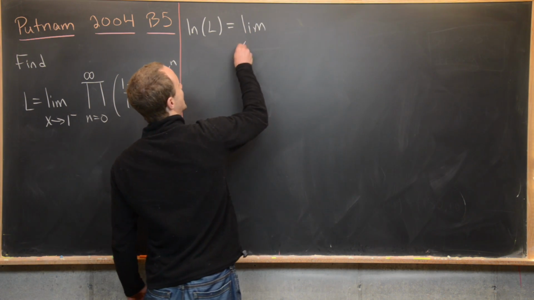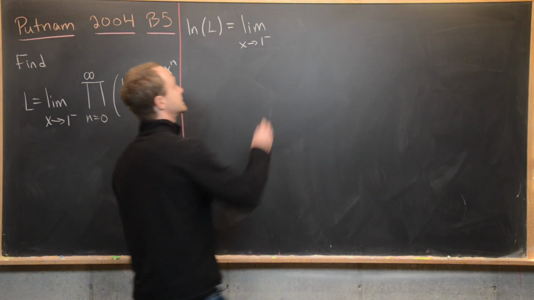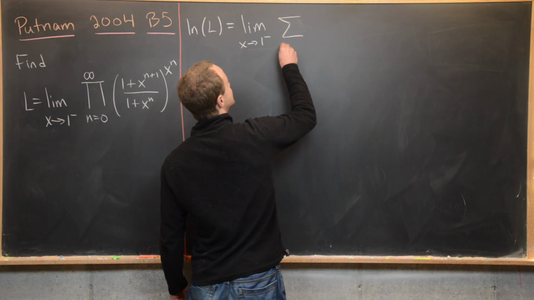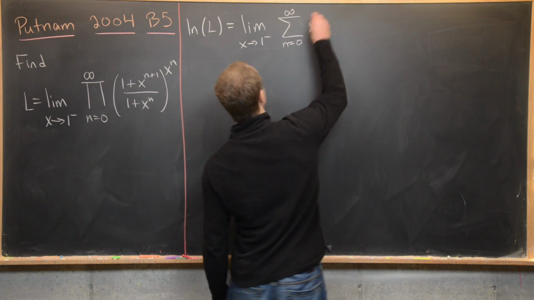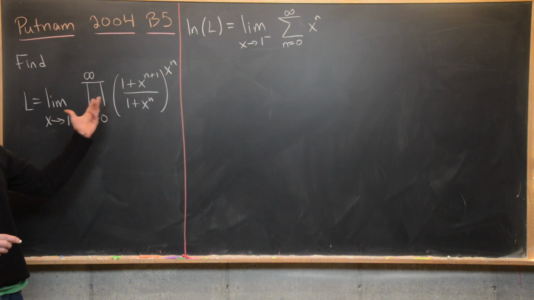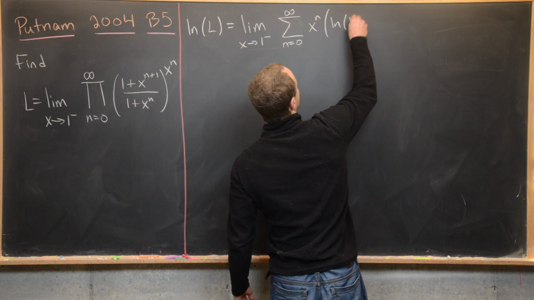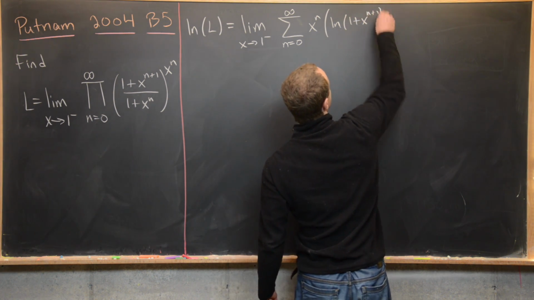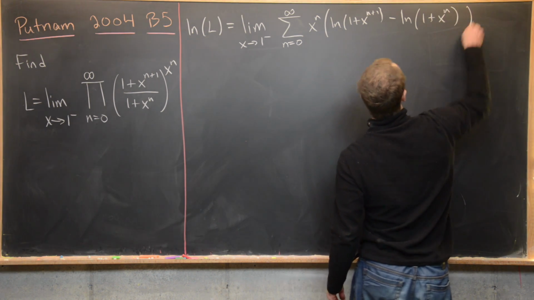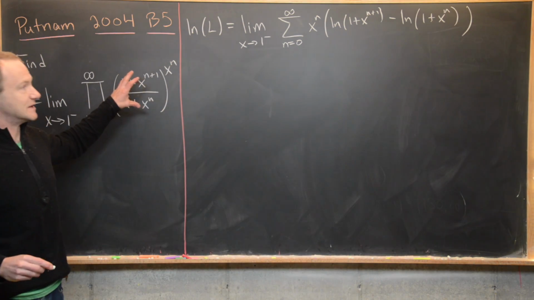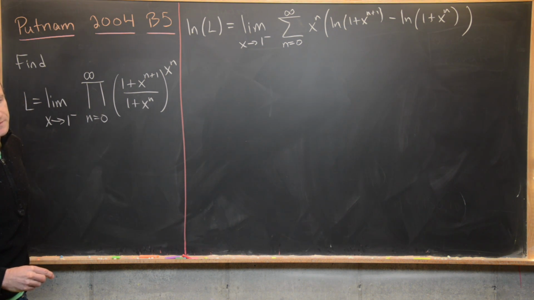It'll be the limit as x goes to 1 from below. Like I said, product turns into a sum. So we've got this sum as n goes from 0 up to infinity of x to the n. So see, the exponent came down as a multiplier. And then we'll have the natural log of 1 plus x to the n plus 1 minus the natural log of 1 plus x to the n. And again, we split that up into a difference from a quotient from some more natural log rules.